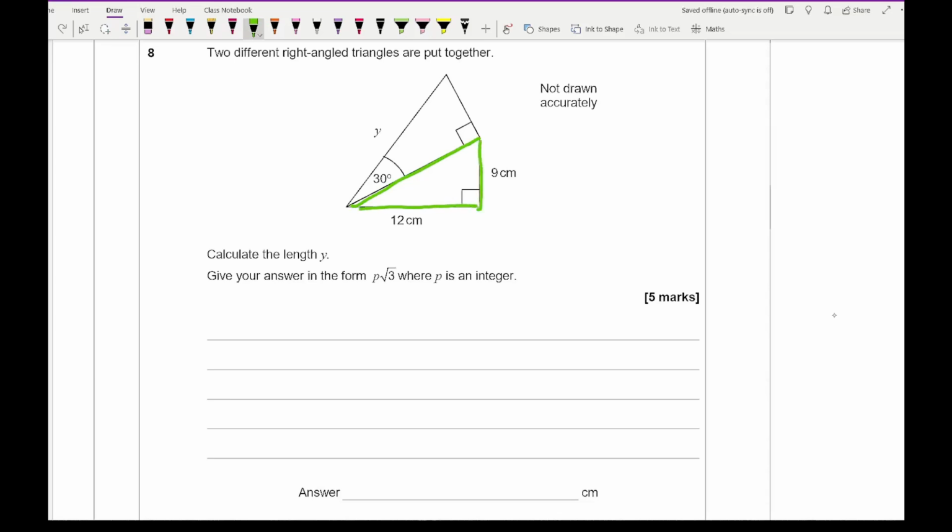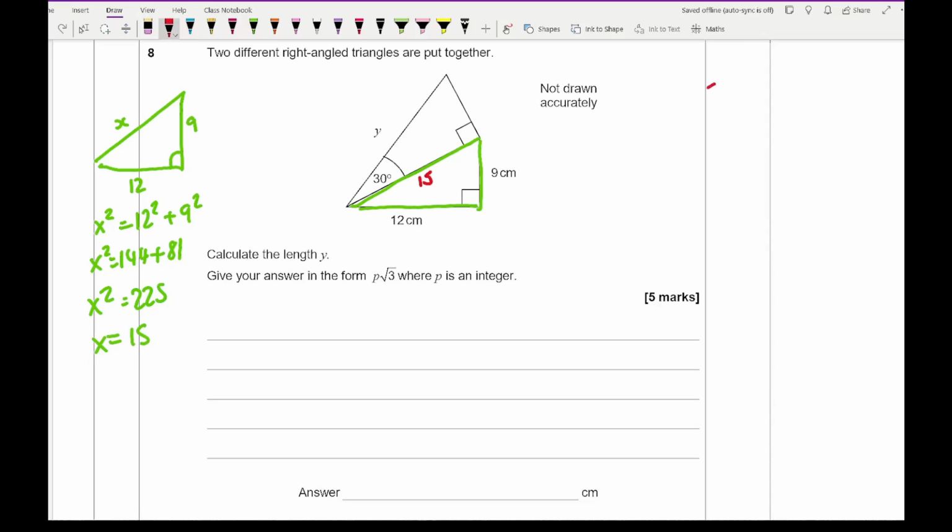Because there's no angle involved in that green triangle, I've got to use Pythagoras. So if I just draw that triangle out again, let's call this side x. I know that this is 9 and this is 12. So x squared equals 12 squared plus 9 squared. So x squared equals 144 plus 81, which equals 225, which is a square number. So x equals 15.